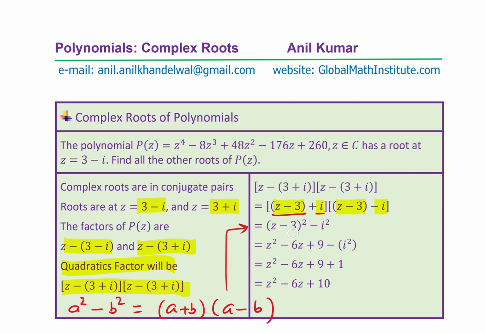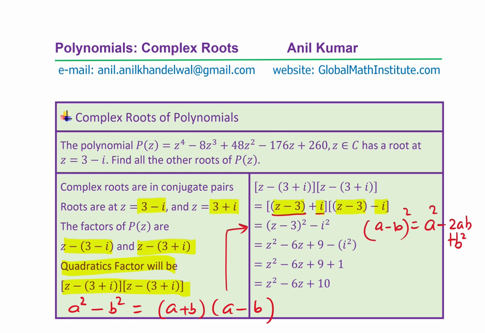Now expand this, expanding using the formula. As you know, (a plus b), rather I may write (a minus b), since we have minus in this case, whole squared is equals to what? a squared minus 2ab plus b squared. And that's what we did.